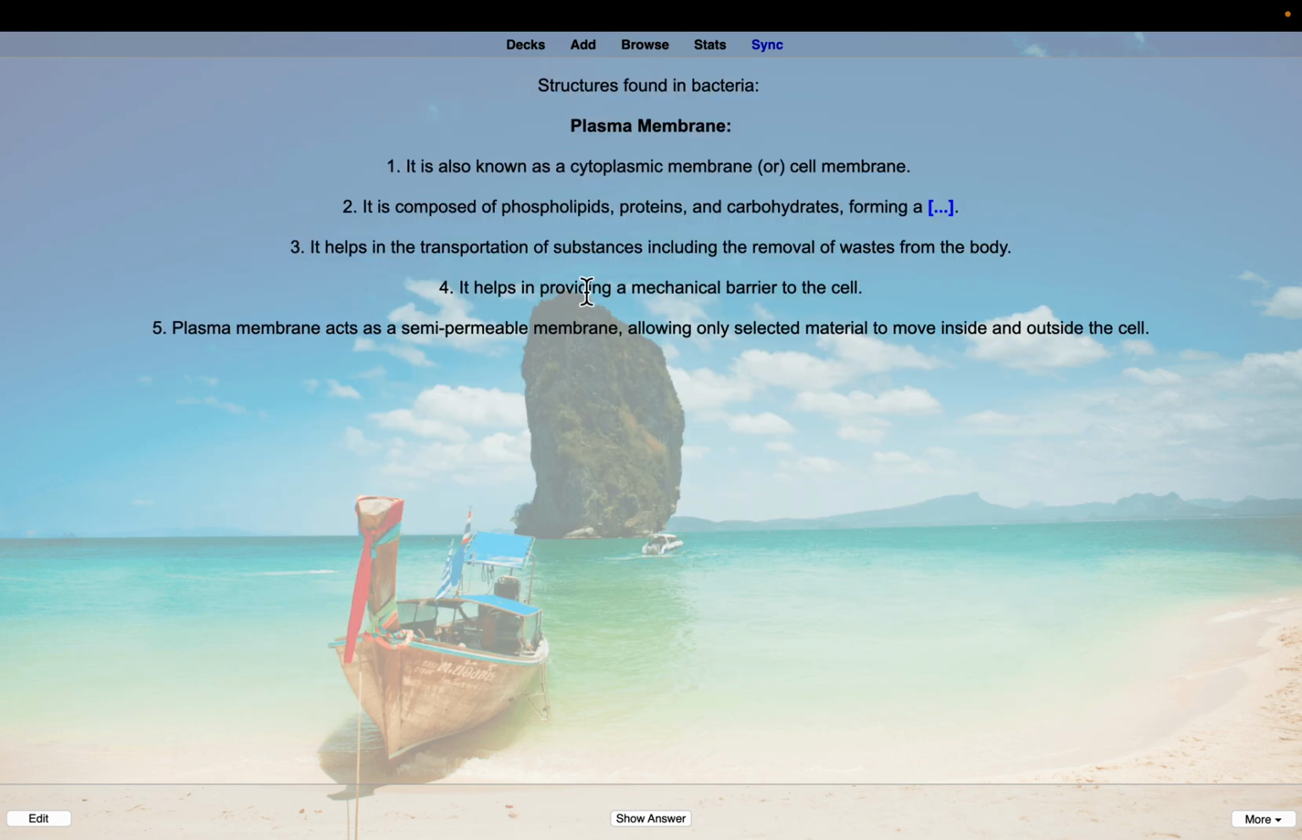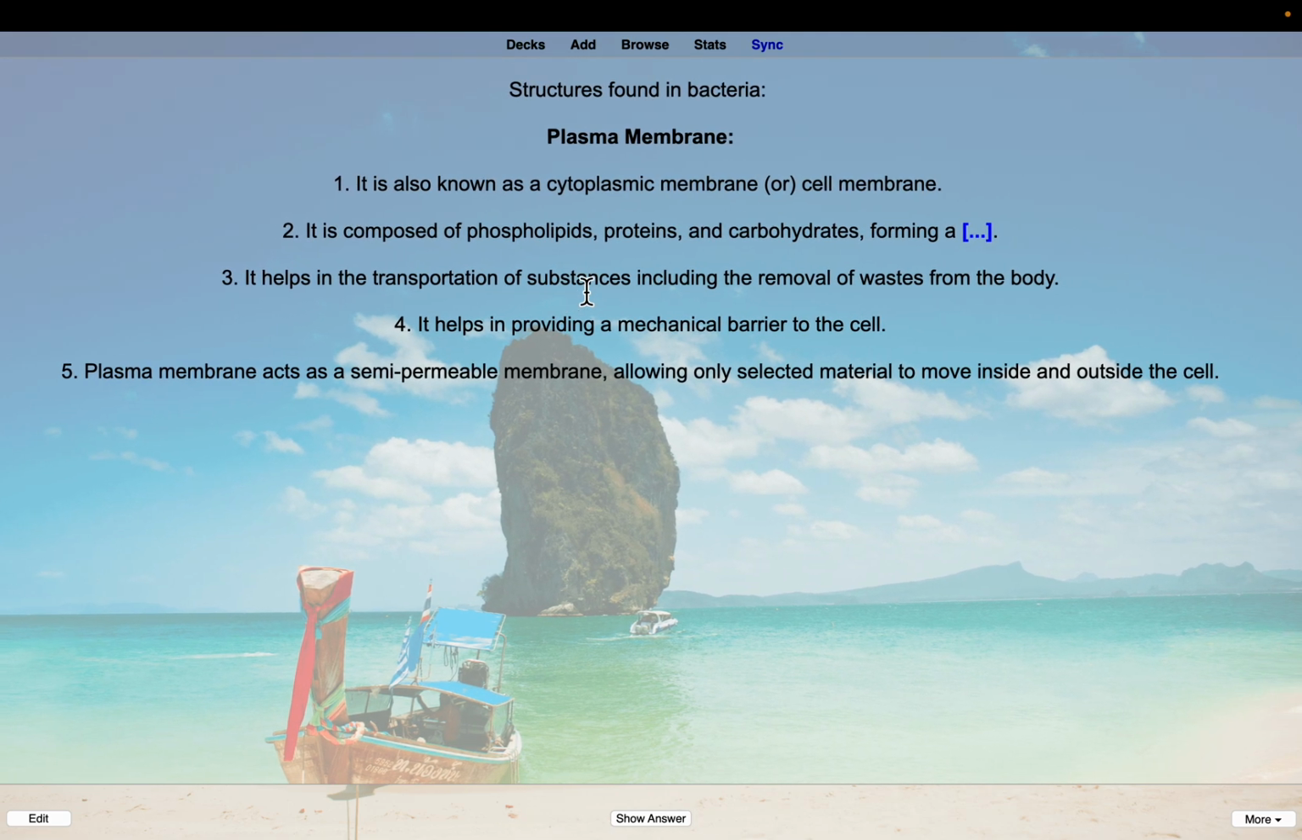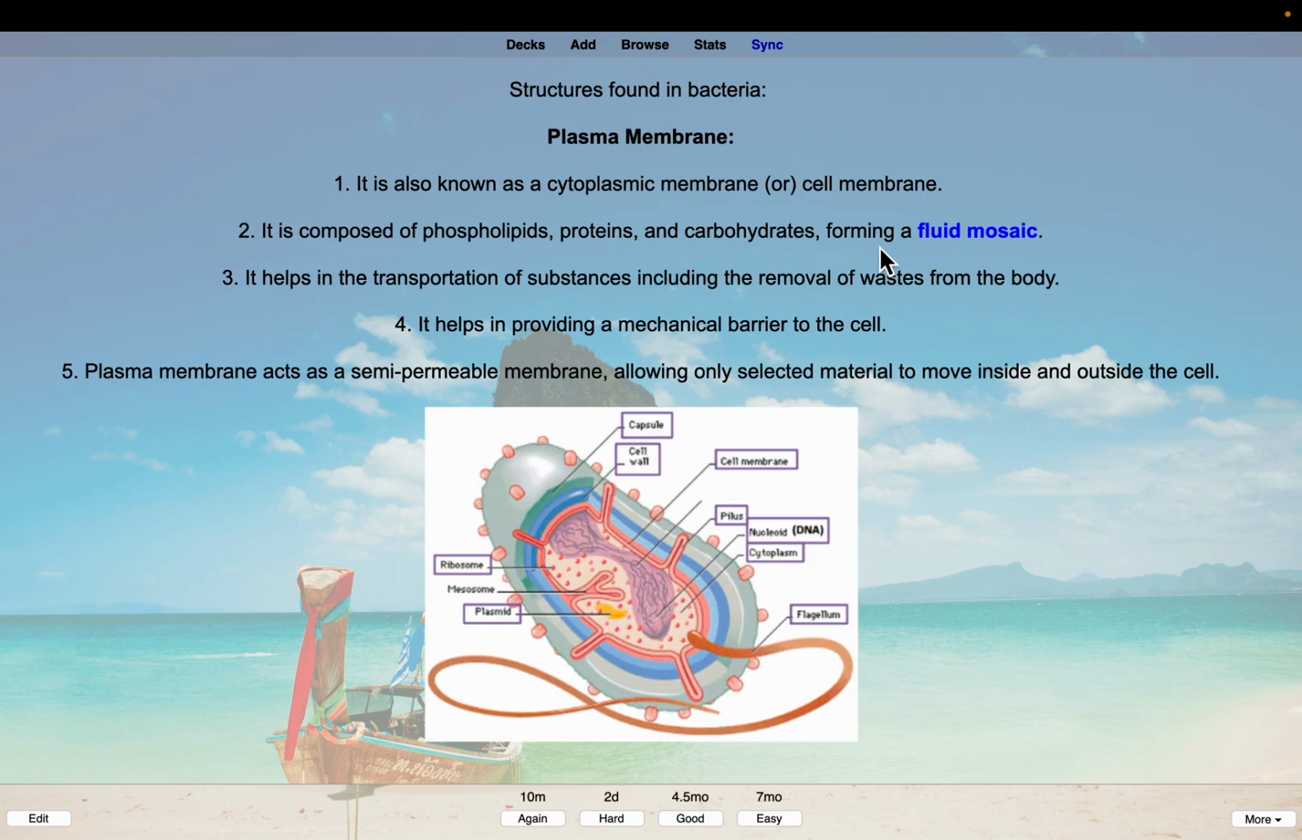Okay. Structures found in bacteria. It is also known as a cytoplasmic membrane or cell membrane. In other words, the plasma membrane could be called the cytoplasmic or cell membrane. Number two, it is composed of phospholipids. This is a kind of lipid. Proteins, carbohydrates, forming a what? A layer. Fluid mosaic. Number three, it helps in the transportation of substances, including the removal of wastes from the body. And it helps in providing a mechanical barrier to the cell.